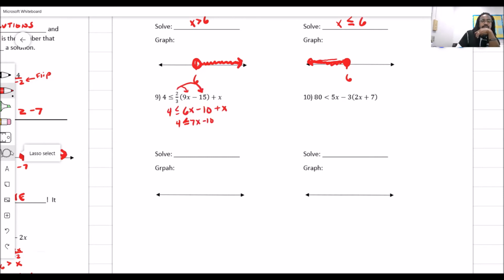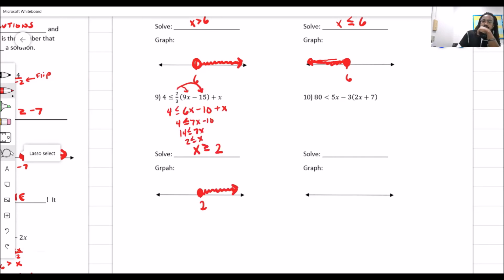Okay, add 10 to both sides. 7x is, or 14 is less than or equal to 7x. Divide by 7, and I get 2. Okay, as I write my solution, I'm going to write it so that my variable leads, open facing the x, so I'll make sure it stays that way. 2, closed circle, where the greater numbers are.